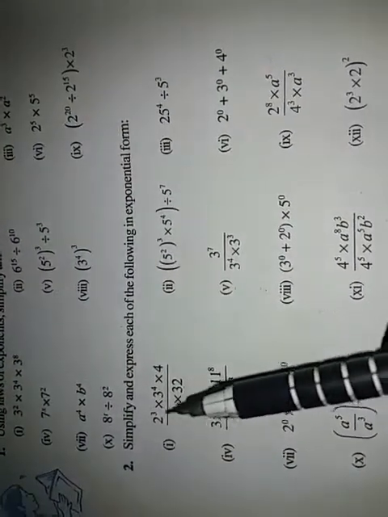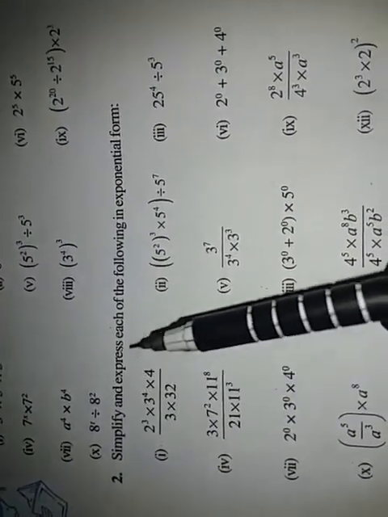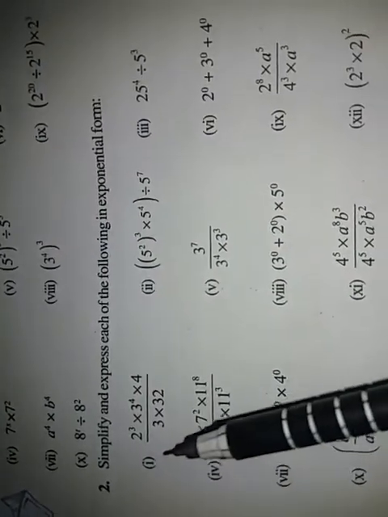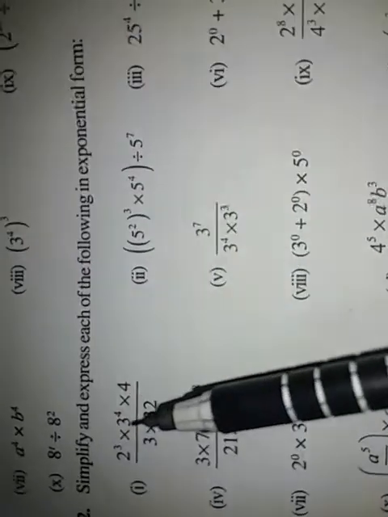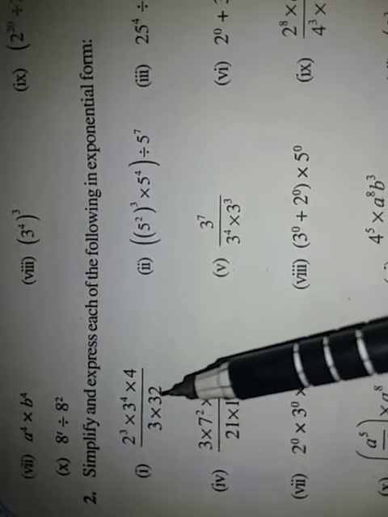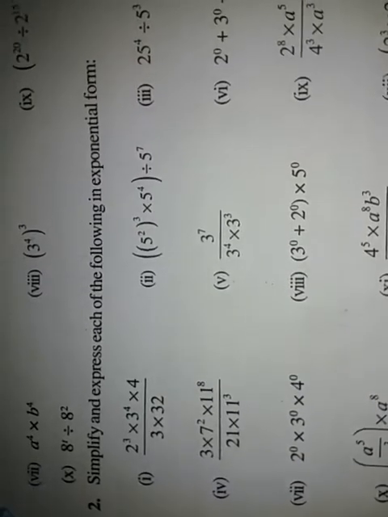Now question number 2 says: simplify and express each of the following in exponential form. Part 1 is given: 2 to the power 3 into 3 to the power 4 into 4 upon 3 into 32. Okay.